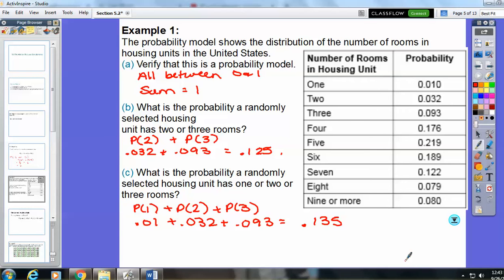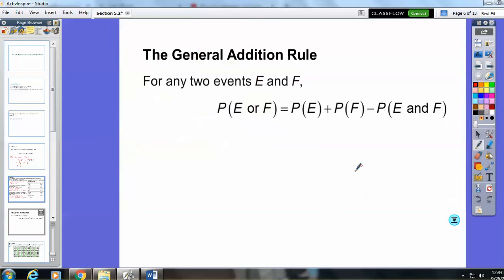Okay, but this rule only works if the events are mutually exclusive, if they can't both happen. But if I wanted to find something like the probability that a student in my class has blue eyes or brown hair, we know that it is possible, if I just counted people with blue eyes and I counted the people with brown hair, could I have double counted somebody? Definitely. So we can't just add those probabilities together.